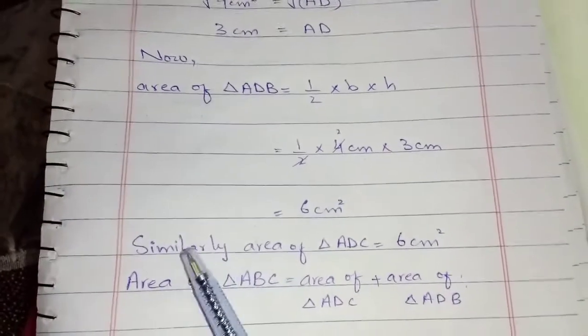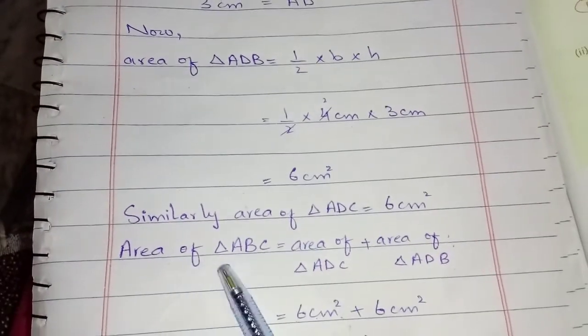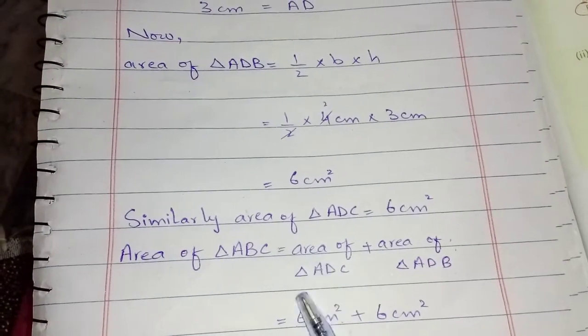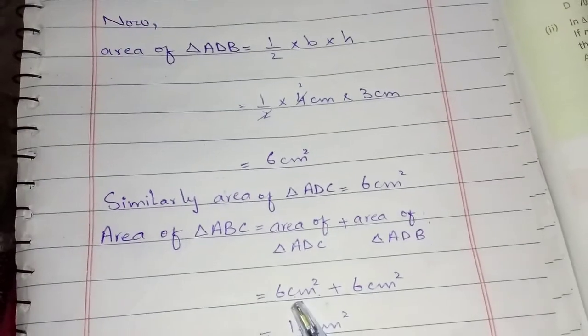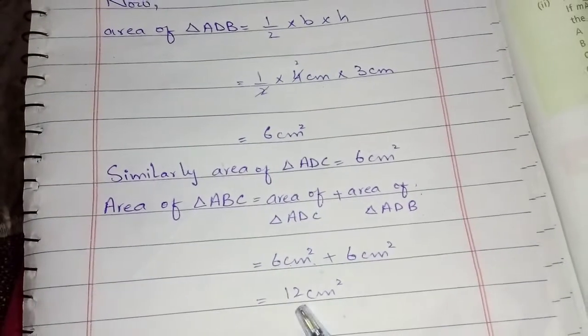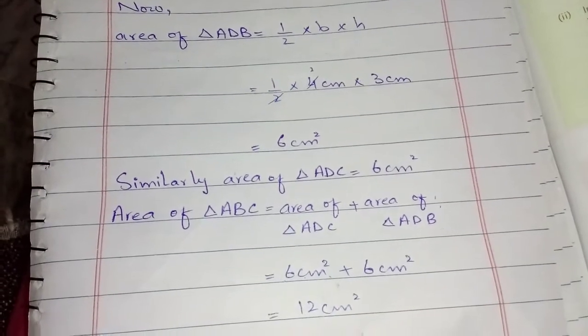Similarly, this is an isosceles triangle, so area of ADC is also equal to 6 centimeter square. So area of the whole triangle is equal to area of ADB plus area of triangle ADC. So 6 centimeter square plus 6 centimeter square, that is equal to 12 centimeter square, is the area of the isosceles triangle ABC.